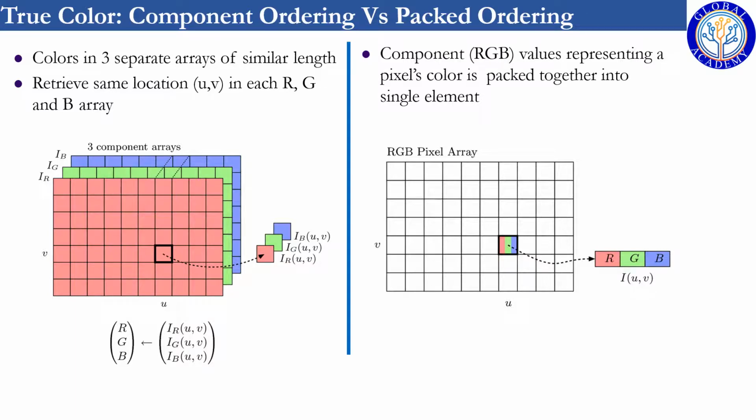So there are two ways to save or manage colors. One is the component ordering and the other is the packed ordering. In component ordering we have 3 different channels, like blue, green and red, and we save these images as 3 different channels, whereas in the case of packed ordering we have 3 components saved at one location, and so on. For each pixel we have 3 components.